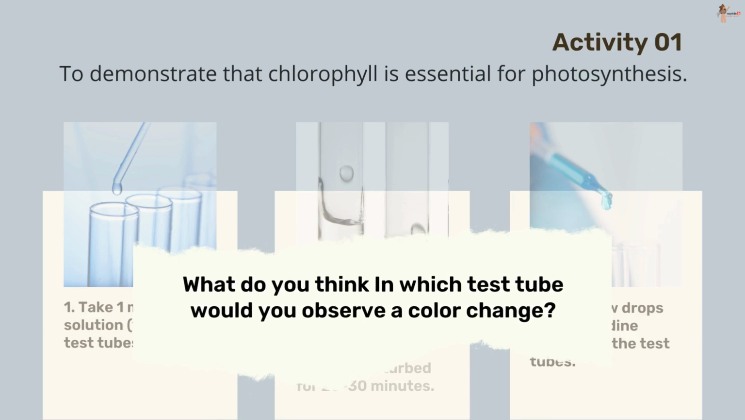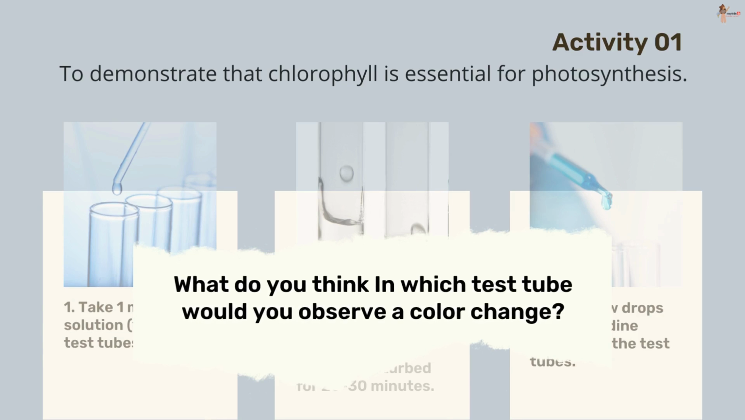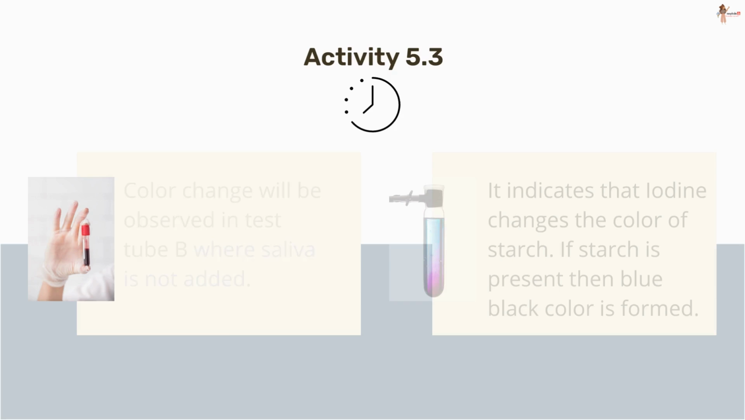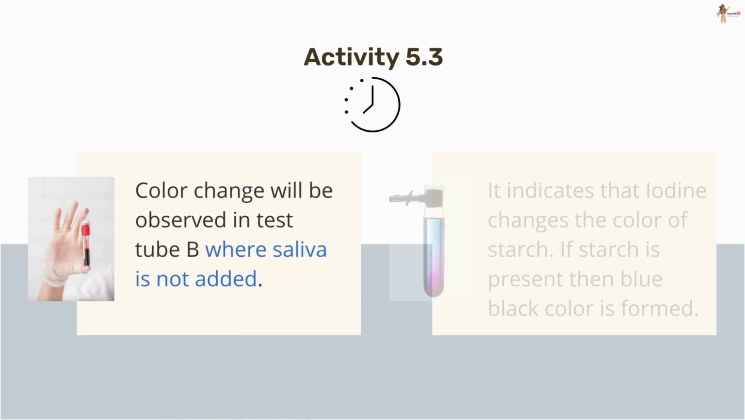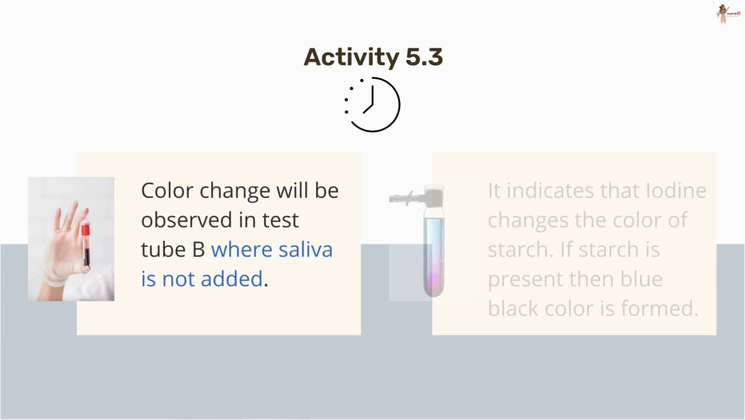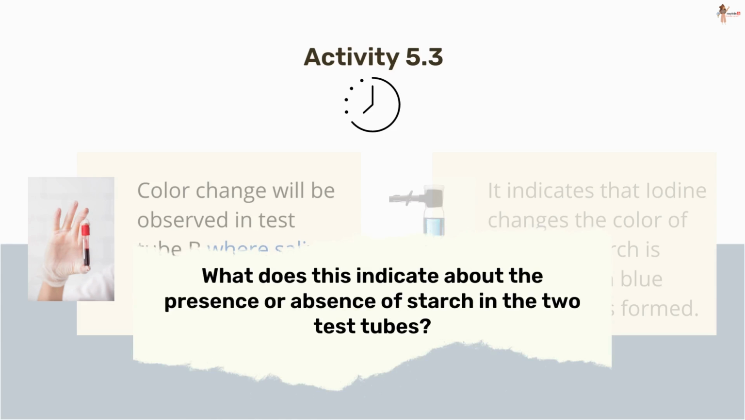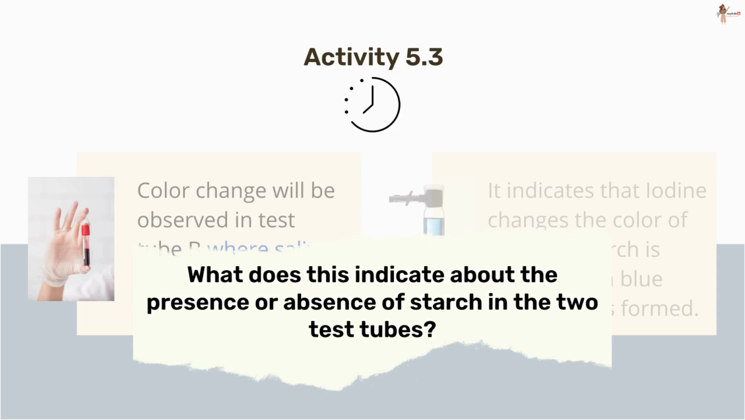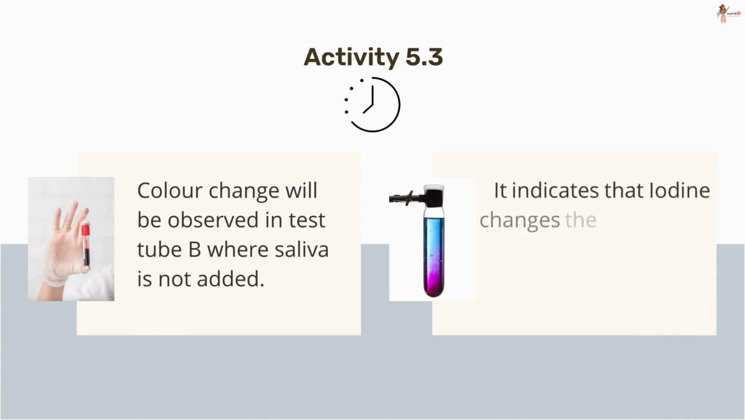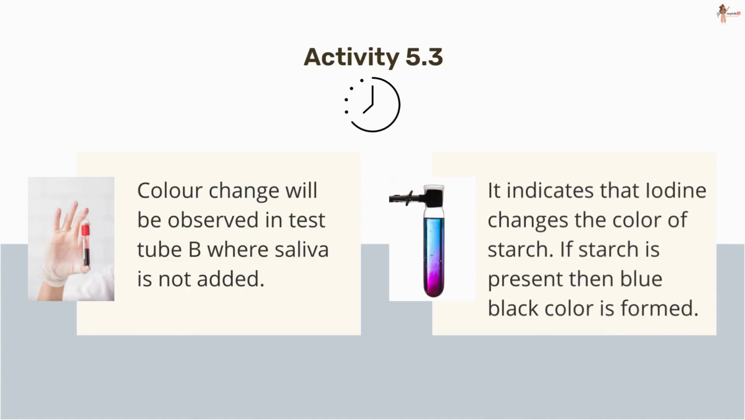What do you think, in which test tube would you observe a color change? Color change will be observed in test tube B where saliva is not added. Now, what does this indicate about the presence or absence of starch in the two test tubes? Well, it indicates that the iodine changes the color of starch. If starch is present, then blue-black color is formed.